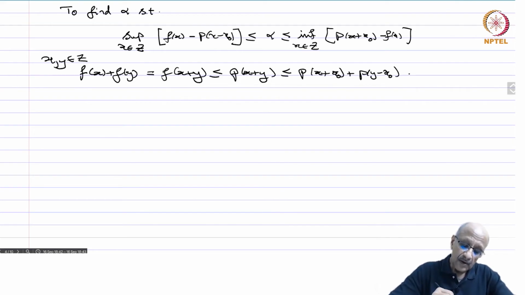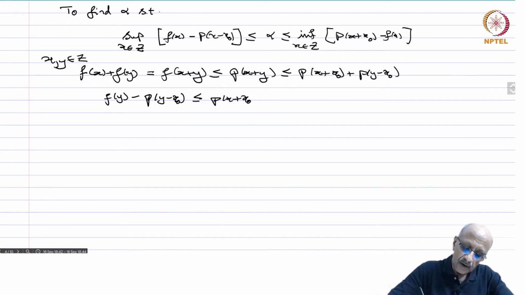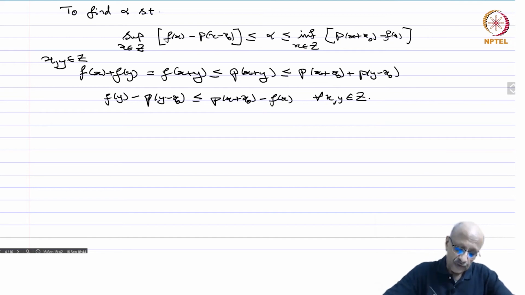So, we have f of y minus P of y minus x naught is less than or equal to P of x plus x naught minus f of x for all x, y in Z, and therefore the sup of this quantity is always less than the inf of all these quantities. Sup of the left hand side is less than or equal to inf of the right hand side, and therefore we can always find an alpha such that this is true, and this completes the proof.